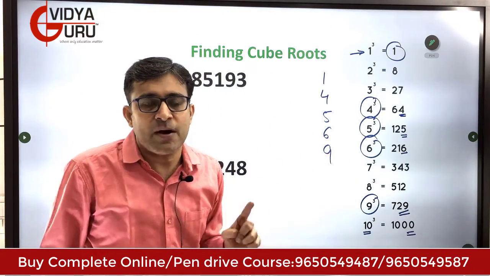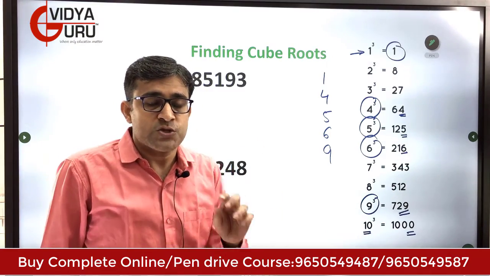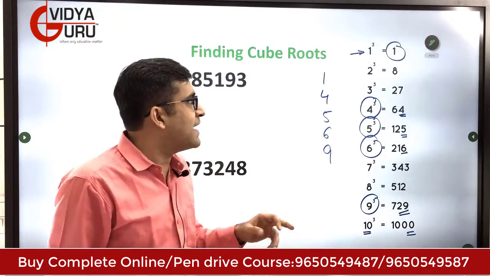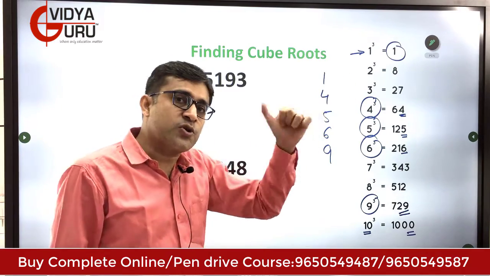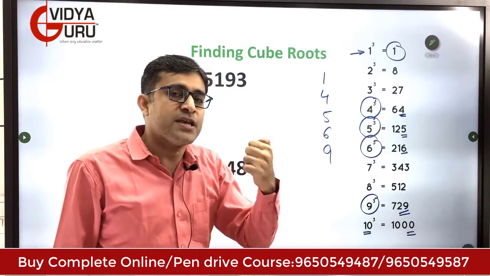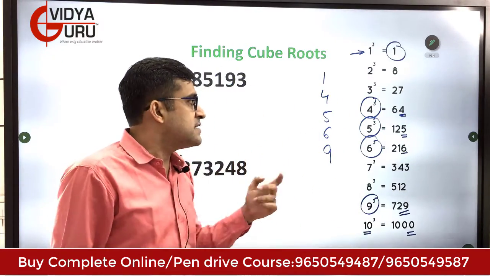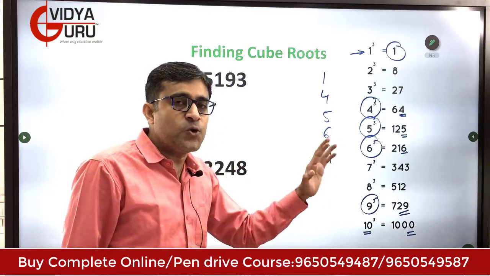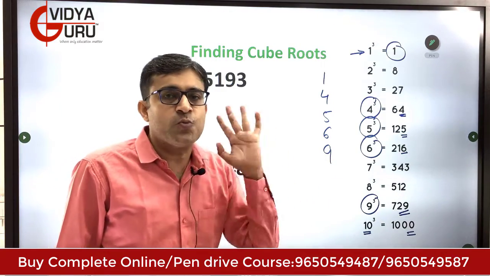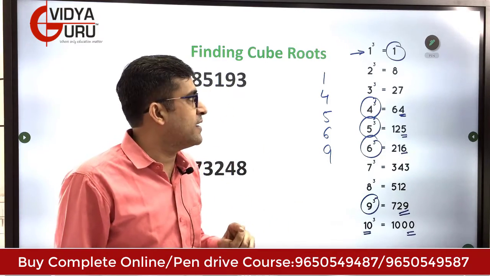What is special about them? If you find any perfect cube that ends in 1, the cube root will also end in 1. If you find any perfect cube which ends in 4, the cube root will also end in 4. Similarly, if you find any perfect cube ending in 9, the cube root will also end in 9. That is the first piece of learning.